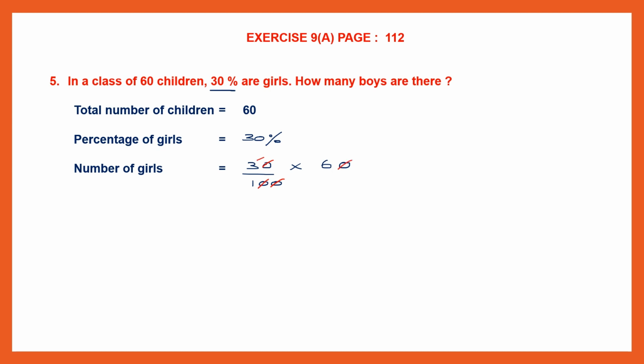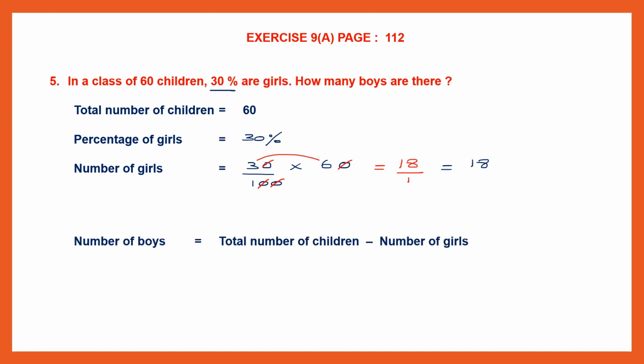Now what is left is in the numerators 3 into 6. 3 6s are 18. 18 by 1. That means the number of girls is 18. So there are 18 girls among the 60 children in the class.